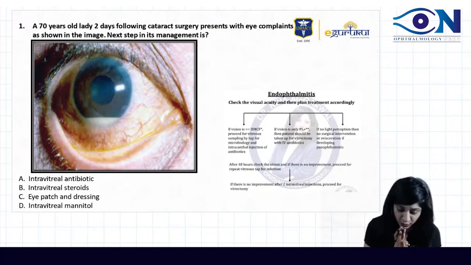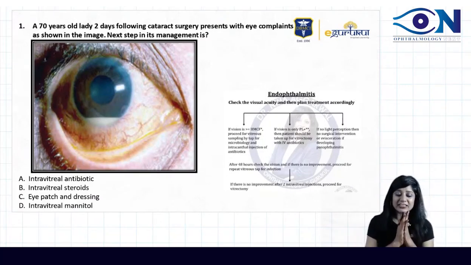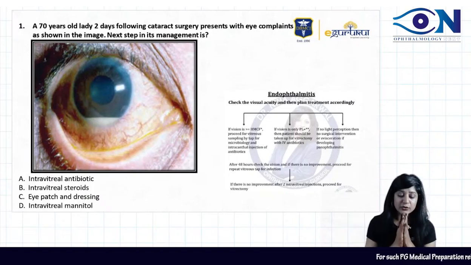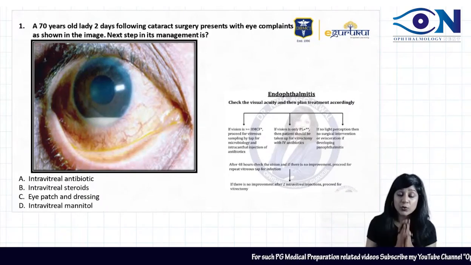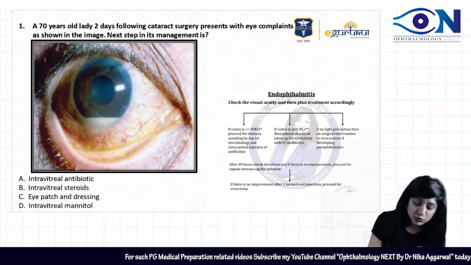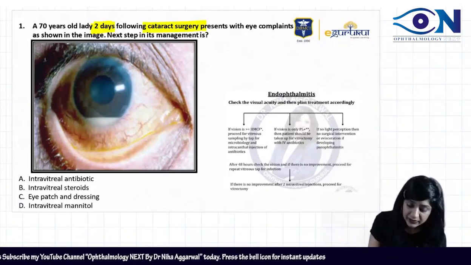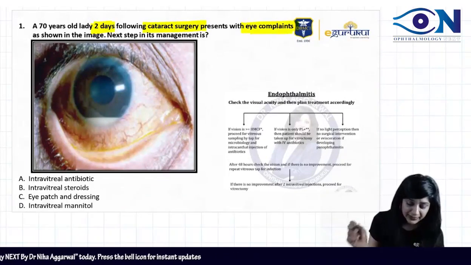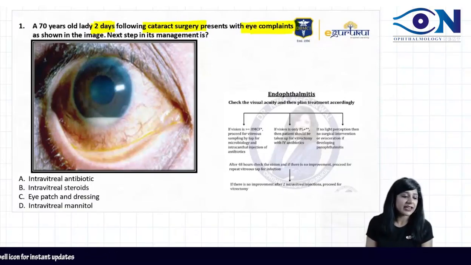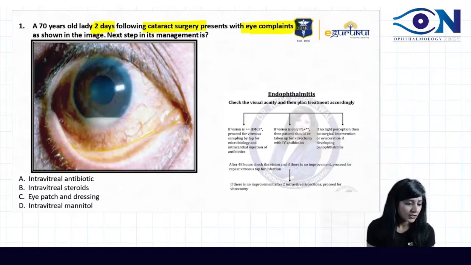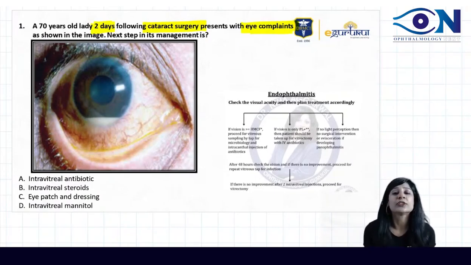So can you see we have a 70 years old lady, a clinical scenario kind of question, 2 days following the cataract surgery and presenting with eye complaints. What is the answer? Anybody, guys? Guttae are found in the endothelium. Yes, cornea guttata, they are found in endothelium. So what will be the answer?